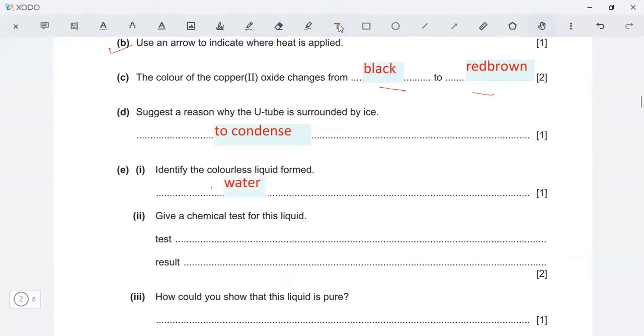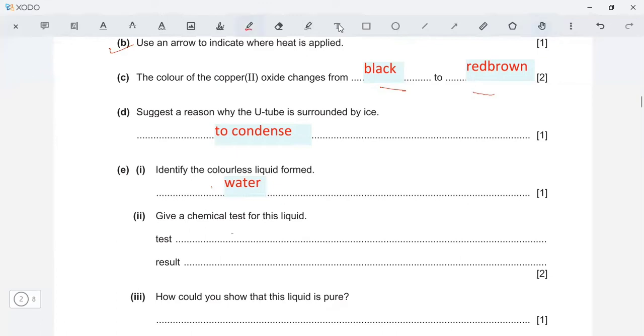Okay, next answer is the second bit. Give a chemical test for this liquid. So it is well known to you that we are going to go for the test of water. There are two important tests for water that we can use to identify its presence. So what is the main test? You can use anhydrous copper sulfate, or you can just use cobalt chloride paper also, that's fine.